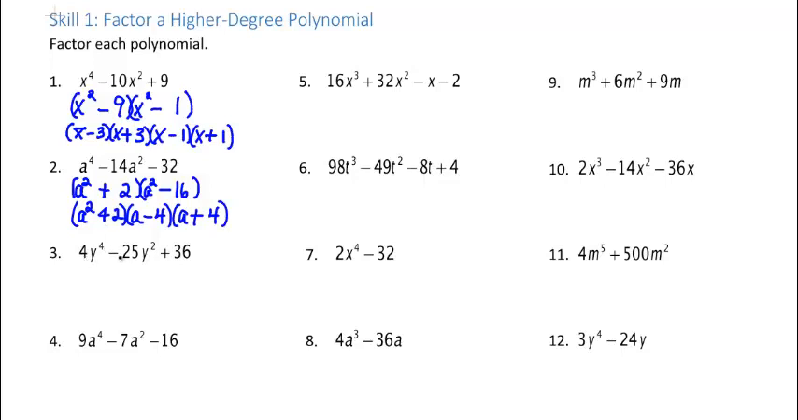4y to the fourth minus 25y squared plus 36 is a trinomial. We need to find the factors by either doing the trial and error method or the AC method. So let's just try some things. If we put 4y to the fourth as 4y squared times y squared, and then we think about 36 as either 36 and 1, 2 and 18, 3 and 12, 4 and 9.